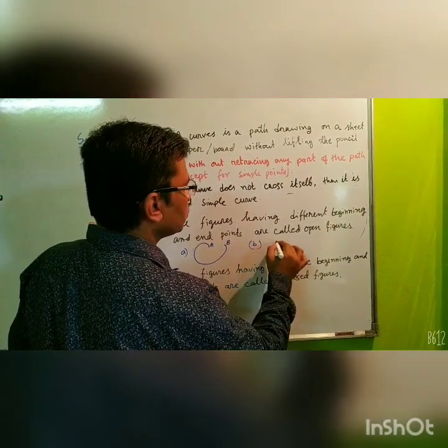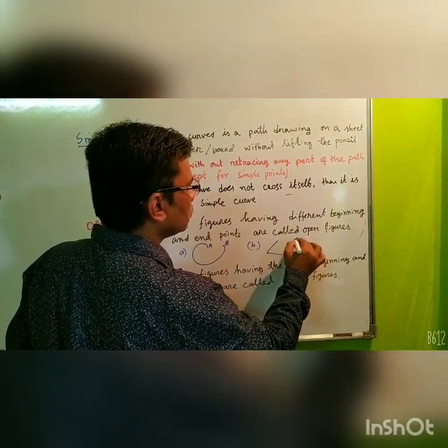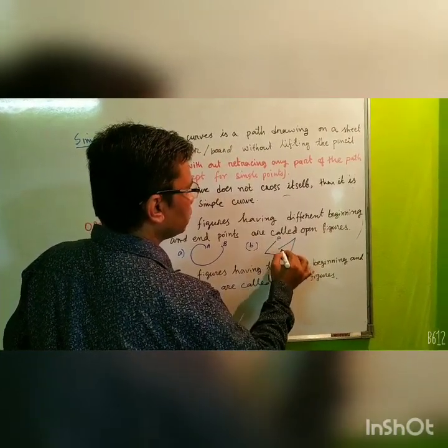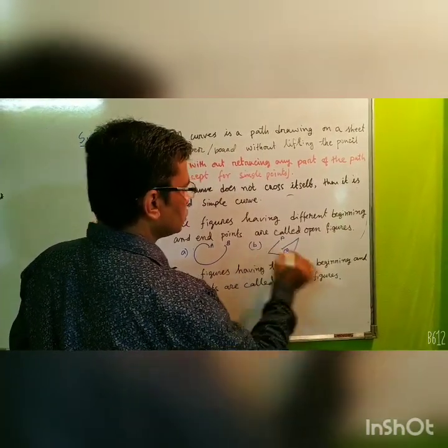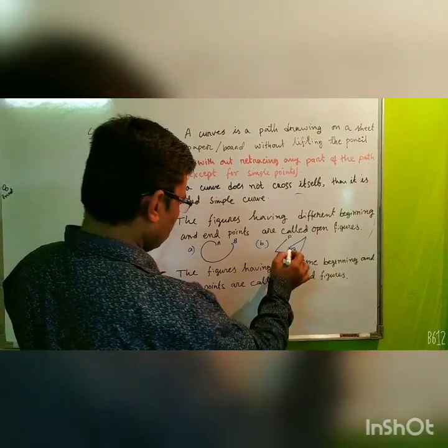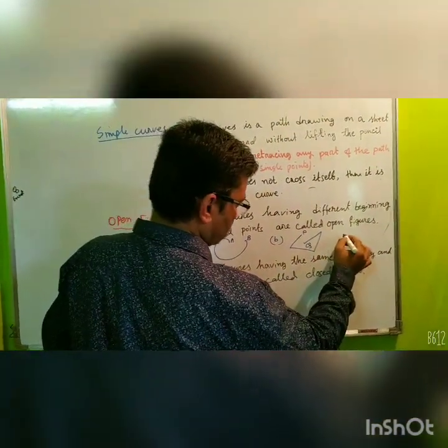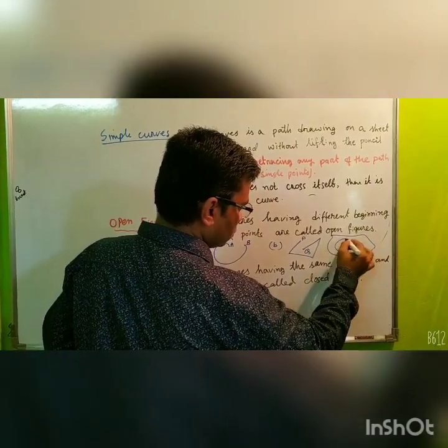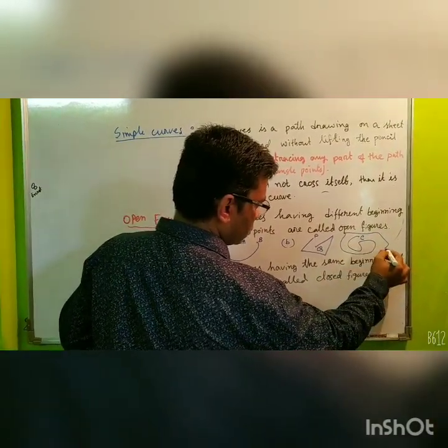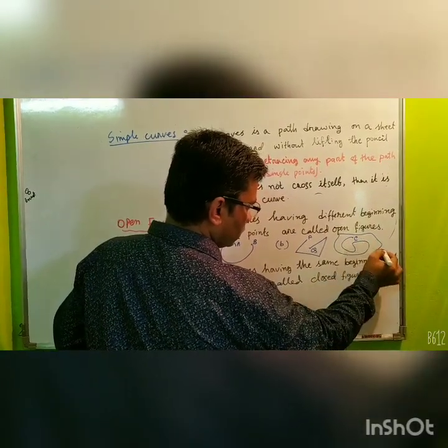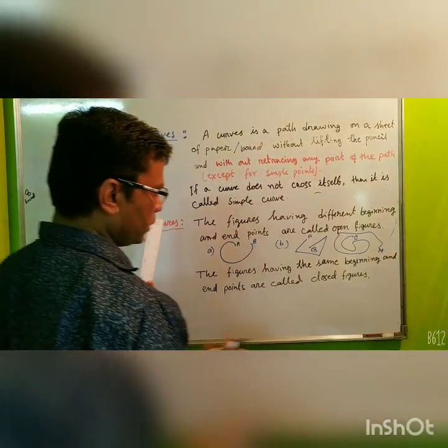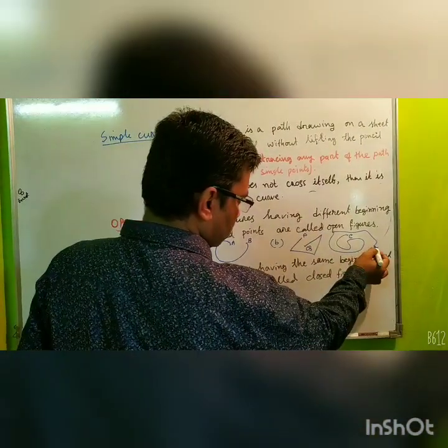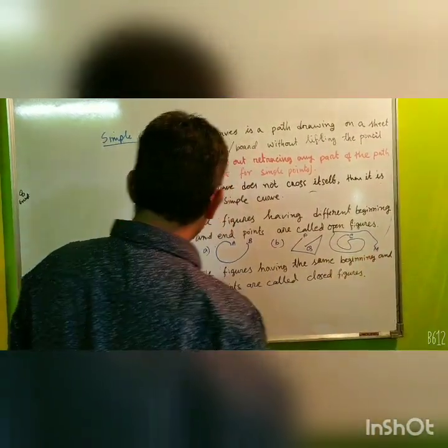Then suppose this one also starts at P and ends at Q. This is called an open figure. This one is also starting at C and ending at M. The beginning and end points are different, not the same. Then it is called an open figure.